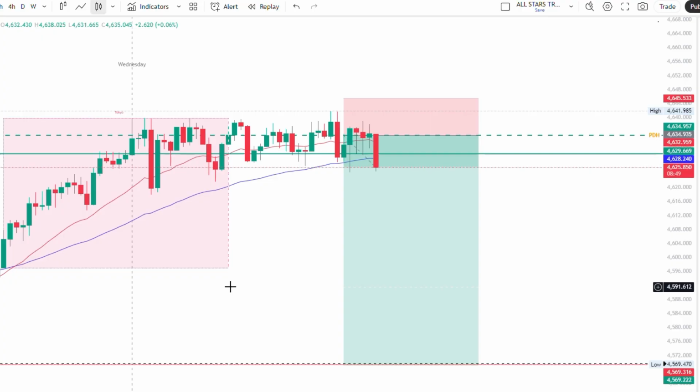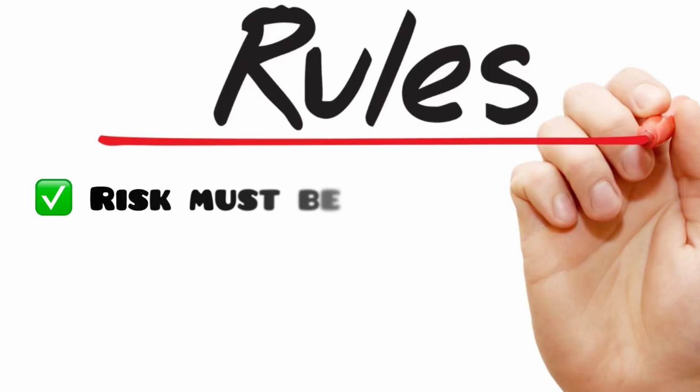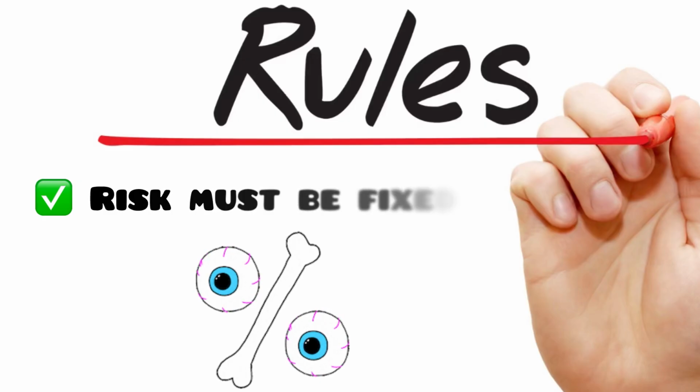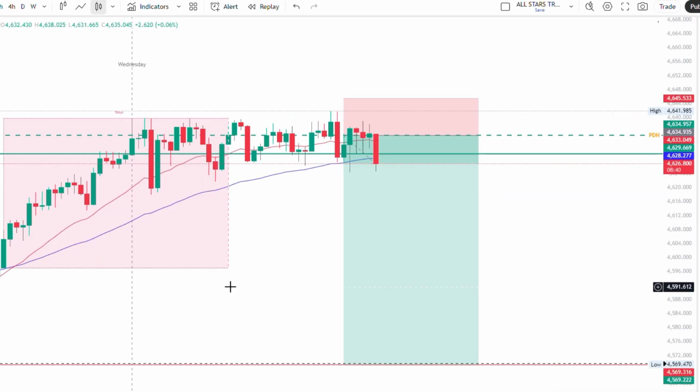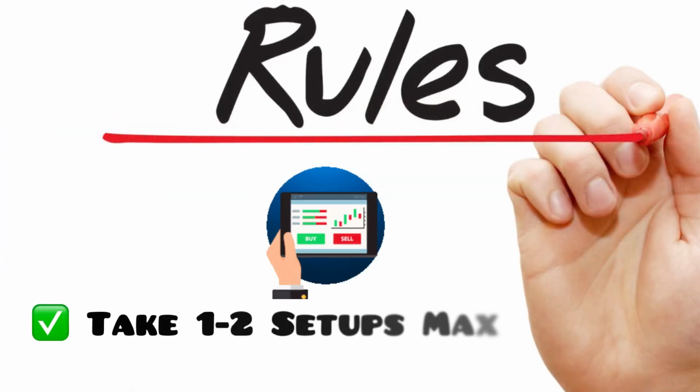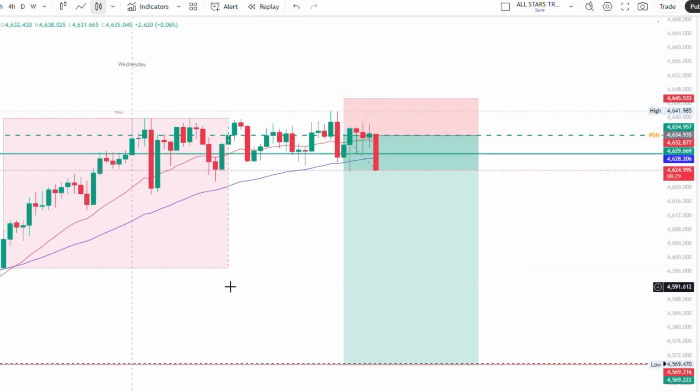I'm teaching you how to trade as a professional trader. So I want you to understand that your risk must be fixed, right? Have a fixed risk per trade that you actually get into on a daily basis with this strategy. Number two, make sure that you don't take more than 1 to 2 trades per session or per day. I go with one for the day and I walk away.